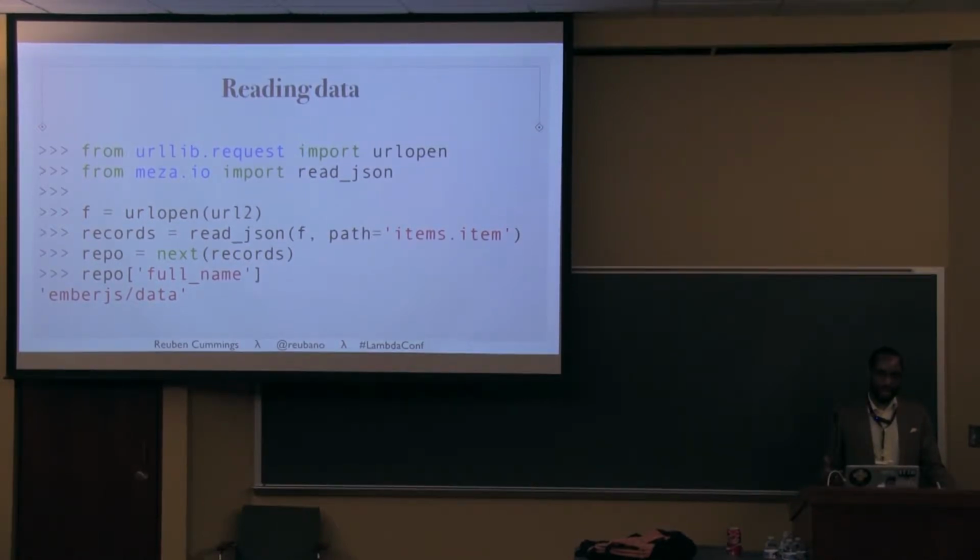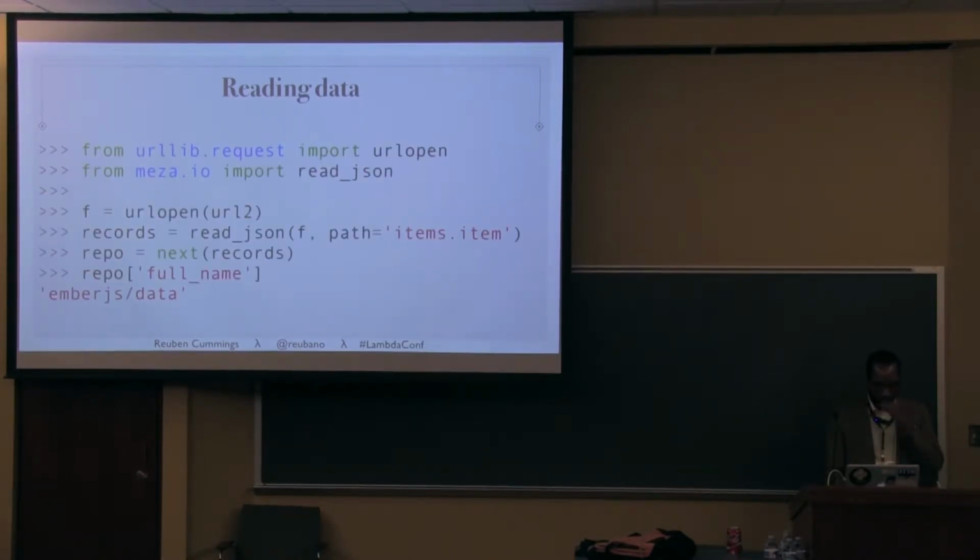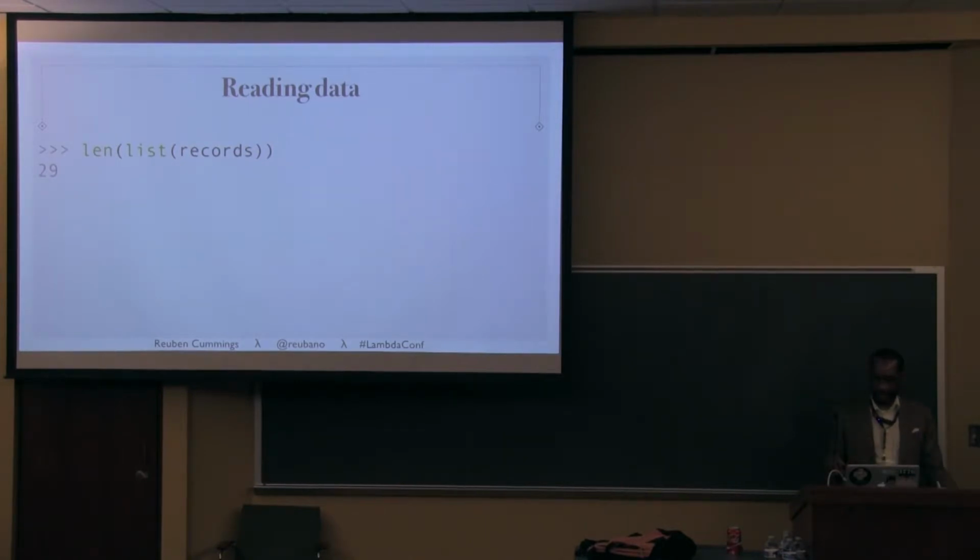One thing I should mention: in Meza, I call everything records. Records is just an iterable of dictionaries. To get the first repository, like we've been doing before, we just call next on records. Each repository is a dictionary, and we can access all the fields, same as before. For this URL, the number of records in the list total is actually 30, but we called next, so now we have 29 left. Just keep 30 in mind, because it'll come into play later.